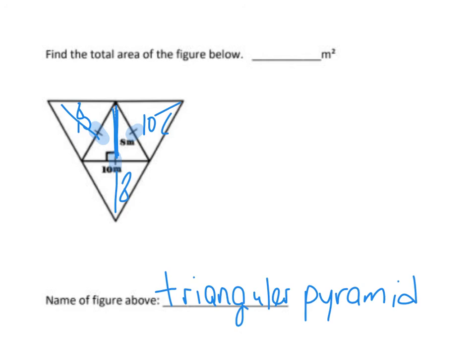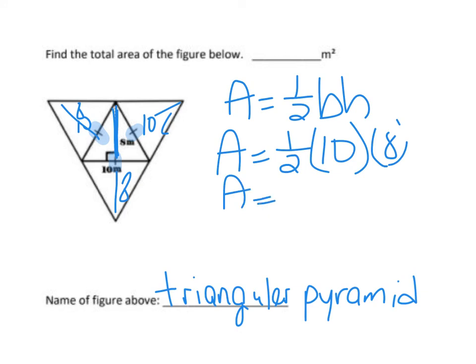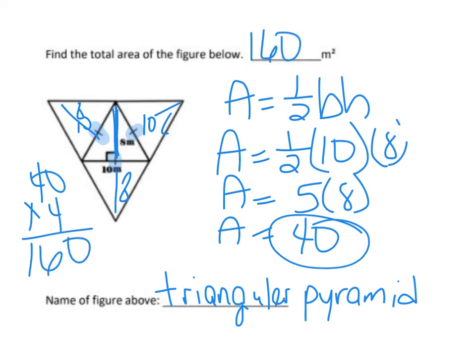So let's go ahead and do area equals half of base times height. So the base is 10. The height is going to be 8. So half of 10 is 5. And 5 times 8 is 40. So because it's 40, is that my answer? No, I still need to multiply. So 40 times 4 gives us 160. So this will be the surface area of the triangular pyramid.